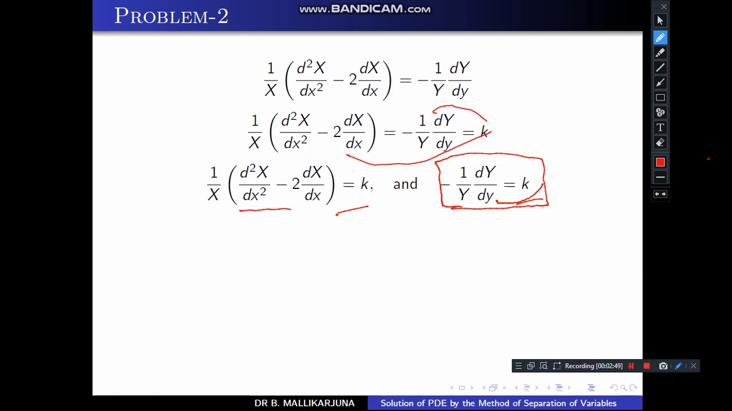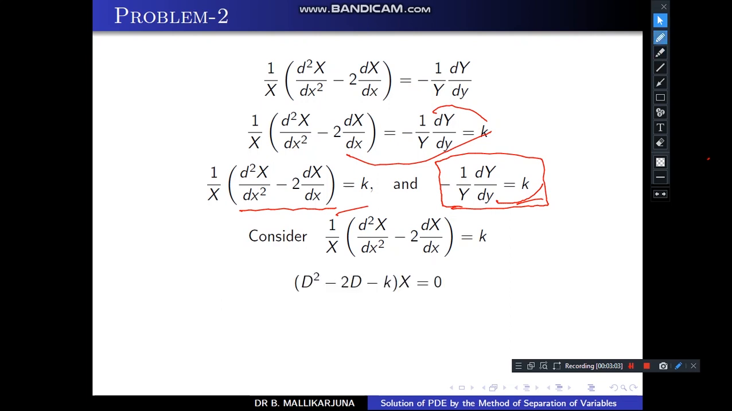Now come to this. This is a differential equation with constant coefficients. Let us consider first 1 by X d square X by dx square. Again simplifying, see what we will get. Here D is nothing but d by dx, D square and 2D, this X taking to the right hand side, so we get minus k into X. Observe here, this is D square minus 2D minus k, and this is a differential equation with constant coefficients.